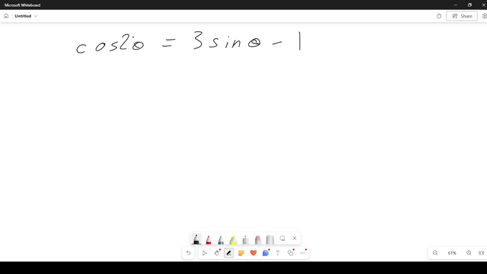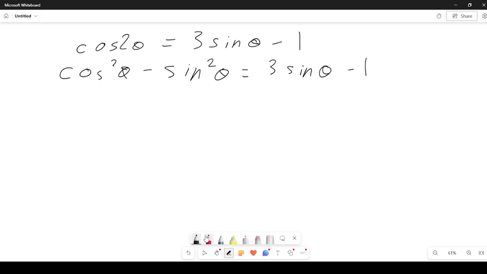So, the fact that there's a 2 theta and a theta here is not good. There's not any convenient way to solve a problem like that if they have different arguments. This one has 2 theta, this one has a theta. So we'll split this one up using the double angle formula. This is cosine squared theta minus sine squared theta equals 3 sine theta minus 1.